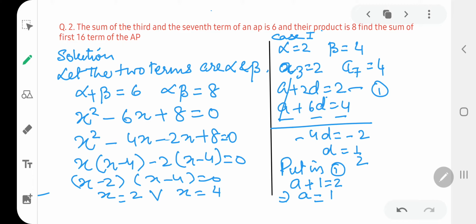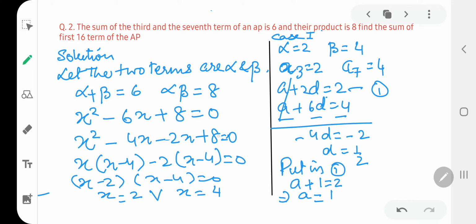So that means alpha plus beta is 6, alpha beta is 8, sum of the roots is 6, product of the roots is 8. Therefore the quadratic equation is x square minus sum of the roots into x plus product of the roots is equal to 0.